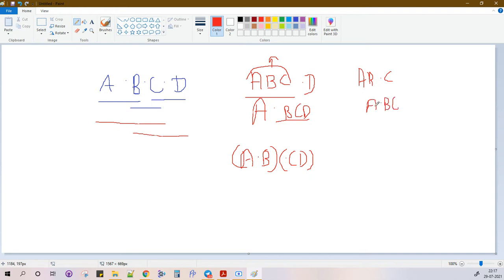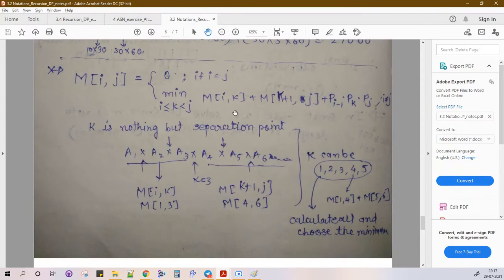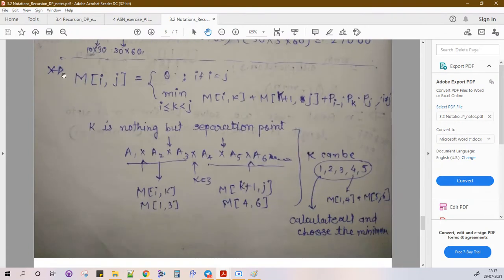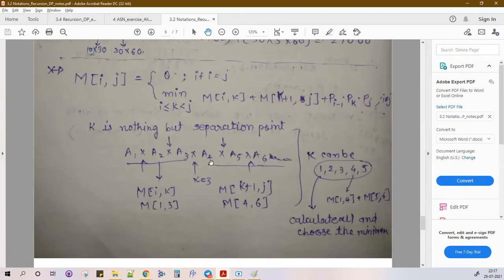So what is the optimum way, how to find this out, right? We cannot do it by hand, right? There should be some algorithm. So that is nothing but this algorithm, correct? So now, having said that, let's jump into the formula, and then we will take one example directly of this matrix chain multiplication.